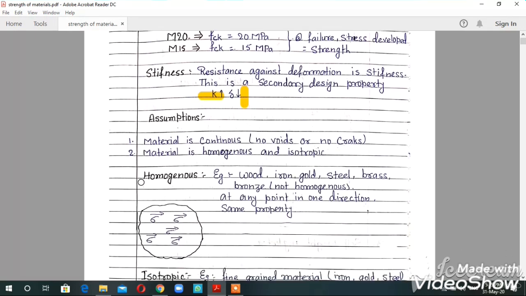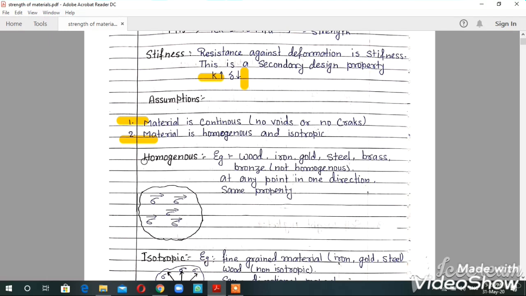What is the assumption? Basically two assumptions: material is continuous, and material is homogeneous and isotropic. What is homogeneous? At any point in one direction, same property. Example: wood, iron, gold, steel, brass. But bronze is not homogeneous.